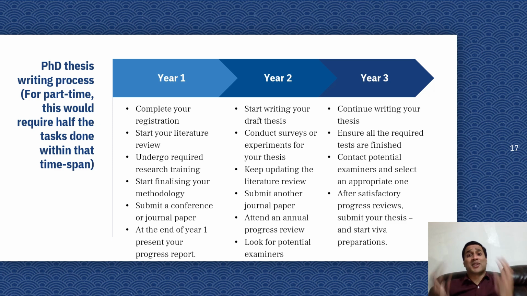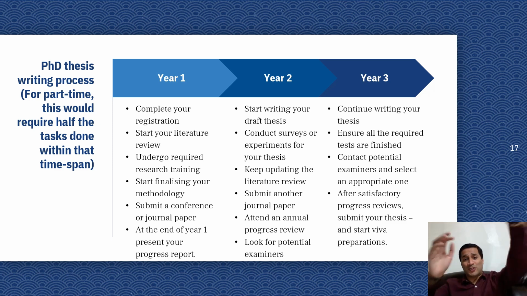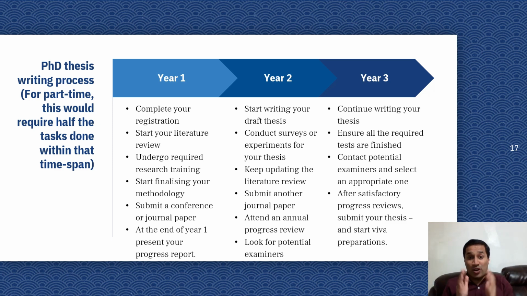You could submit another journal paper based on your methodology, your surveys, whatever you have conducted. At the end of your second year, you will also attend another progress review. You should also start looking for your potential examiners. Now, by the end of your year 2, you would have identified experts within your field from your literature review. Possibly you would have gone to a few conferences where you would have met nice people.